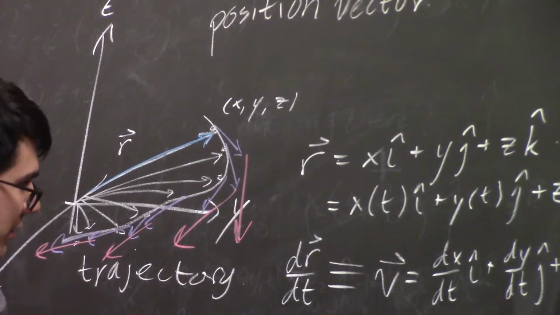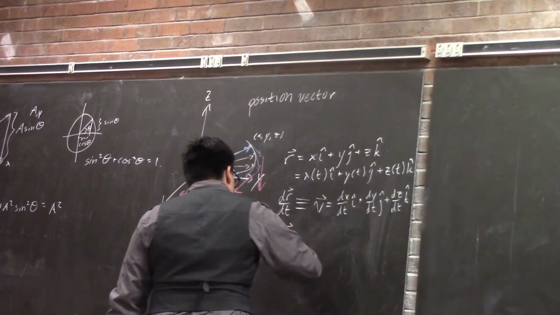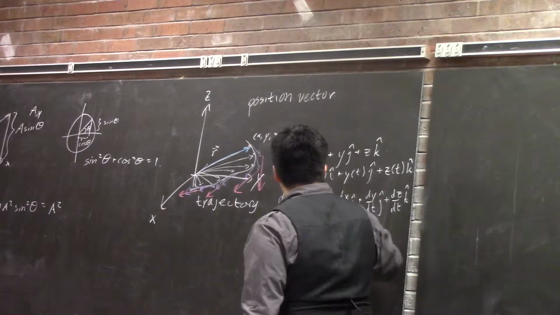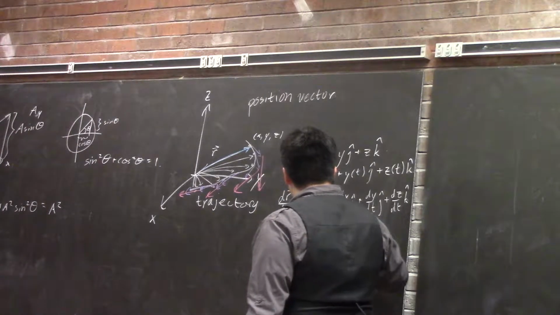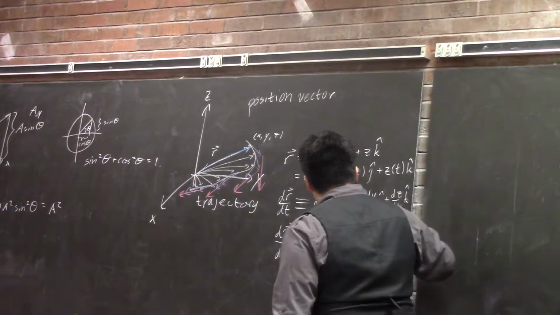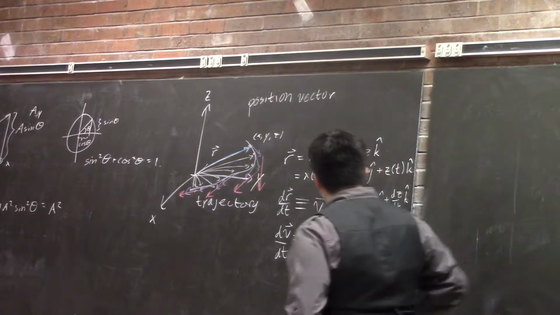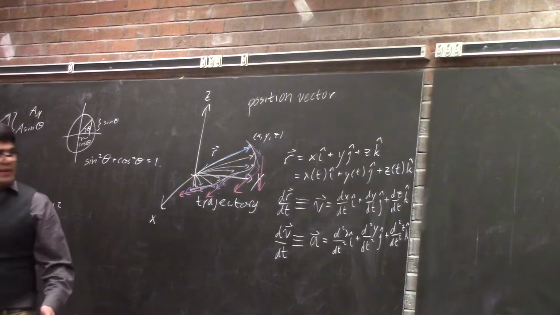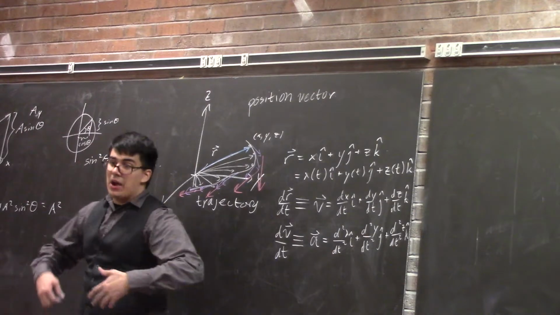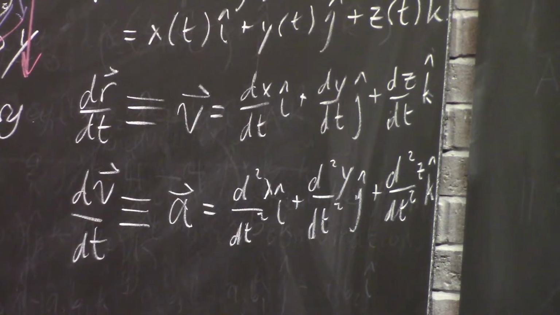And so what I'm left with there is the next derivative that we want to talk about, dv dt. I'm going to denote it as a, which is essentially d squared x dt squared i plus d squared y dt squared j plus d squared z dt squared k hat, right? Position is where is it? Velocity, how is that position changing over time? And acceleration, how is that velocity changing over time, right?